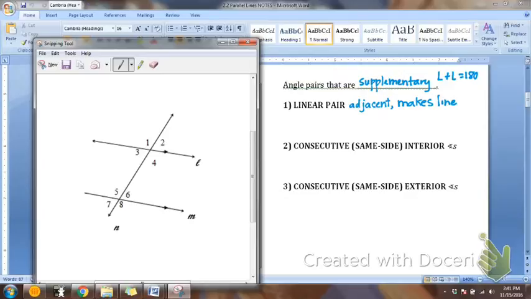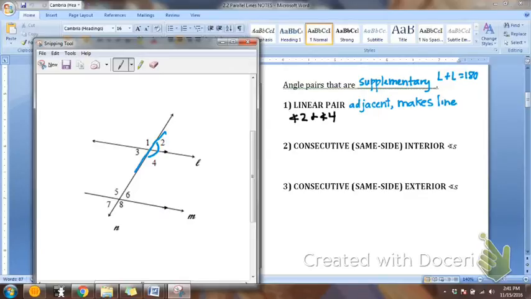Okay, so what is an example of a linear pair here? Crystal, what's an example of a linear pair? They're adjacent, two angles that are beside each other, and they make a line together. What would you say? 2 and 4. Do 2 and 4 together make a line? Anybody else agree with that? Yes, I would agree with that. So angle 2 and angle 4 are a linear pair. They make a line together.